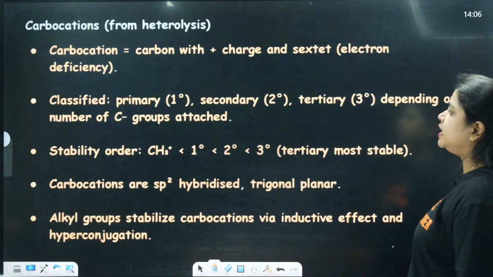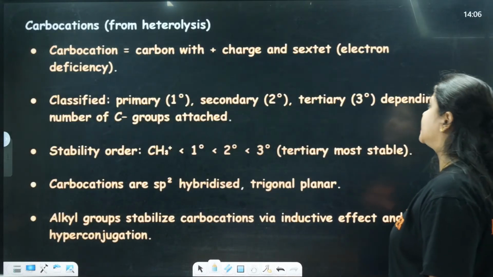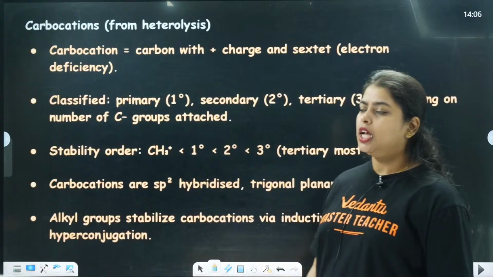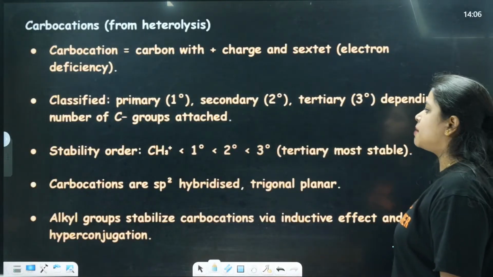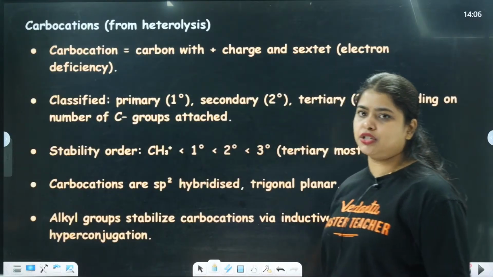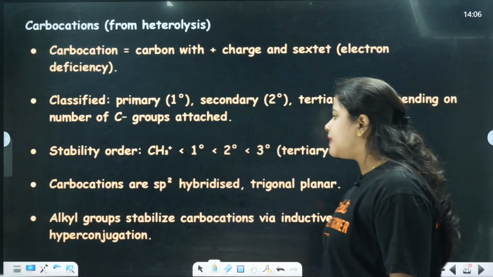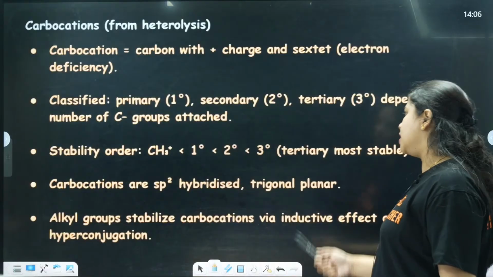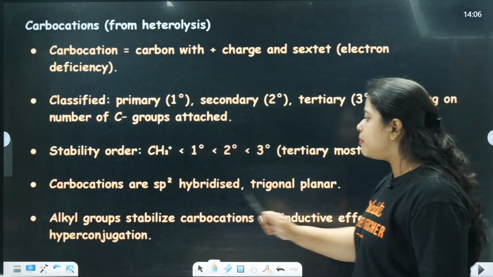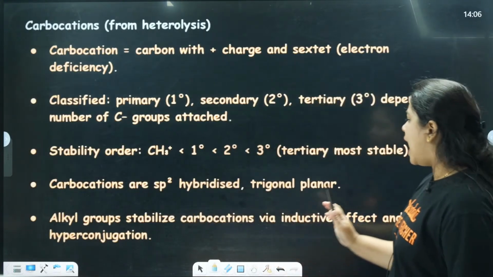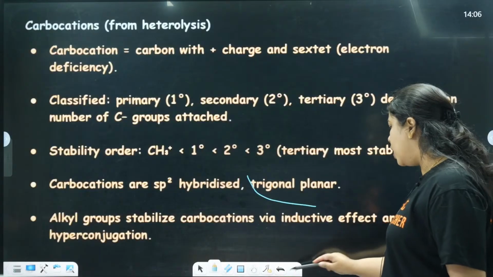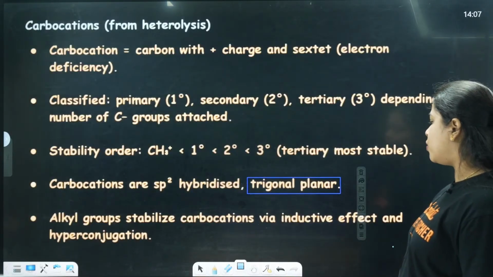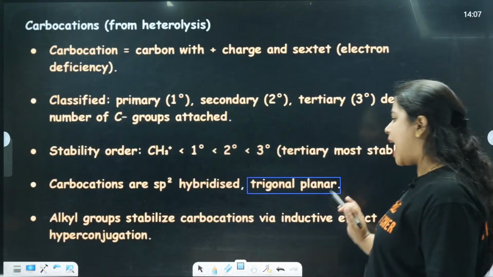So a carbocation is a carbon with a positive charge and a sextet, which is an electron deficiency. It is classified as primary, secondary and tertiary, depending on the number of carbon groups attached to it. Next comes the stability order: CH3+, then primary, secondary, and tertiary. Tertiary is the most stable. Carbocations are sp2 hybridized and trigonal planar.